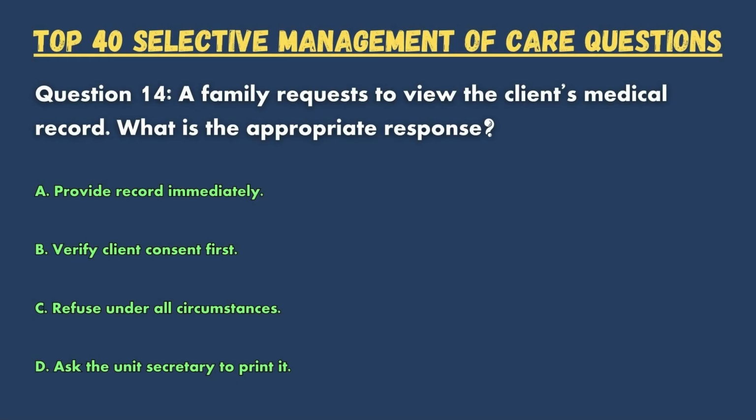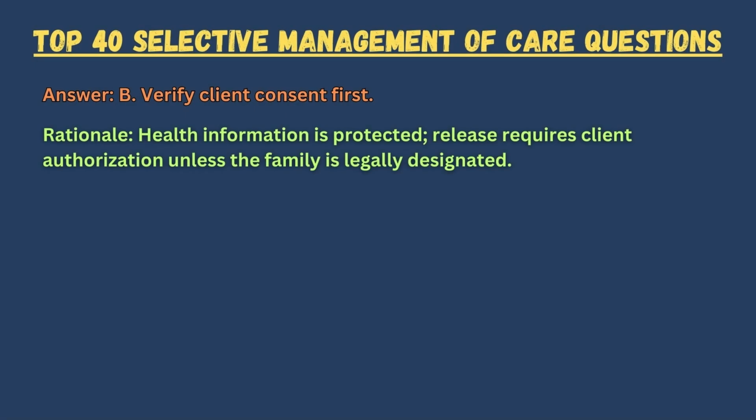Question 14. A family requests to view the client's medical record. What is the appropriate response? A. Provide record immediately. B. Verify client consent first. C. Refuse under all circumstances. D. Ask the unit secretary to print it. Answer. B. Verify client consent first. Rationale. Health information is protected. Release requires client authorization unless the family is legally designated.